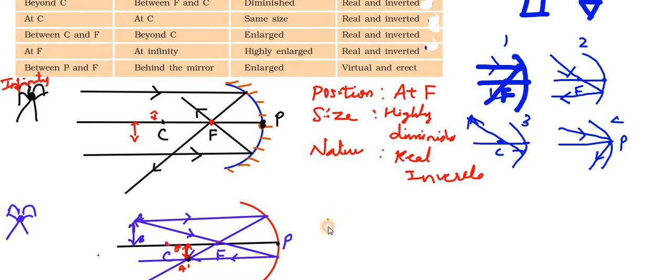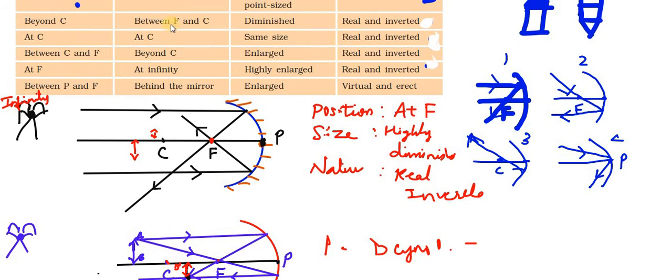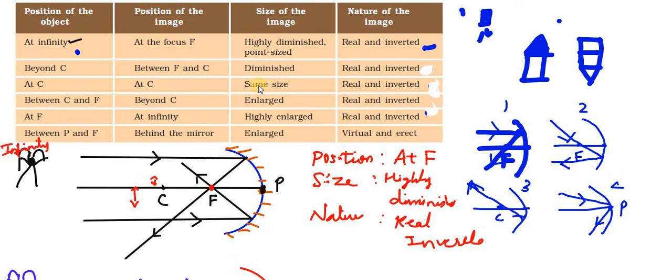So the position of the object is beyond C. The position of the image is between F and C, the size of the image is diminished, and the nature of the image is real and inverted. Okay, fine. Next we'll go for the next position.